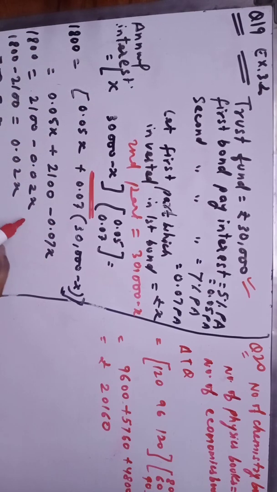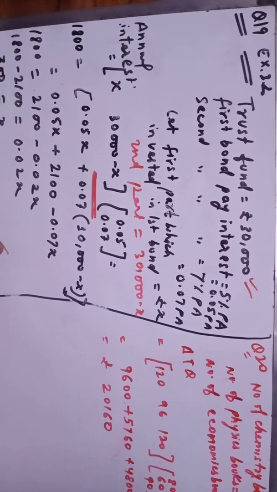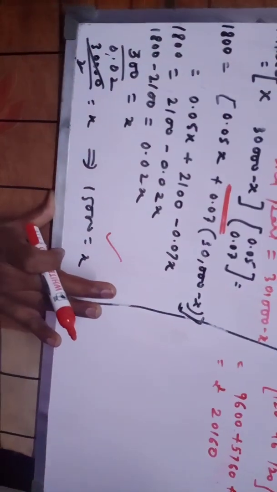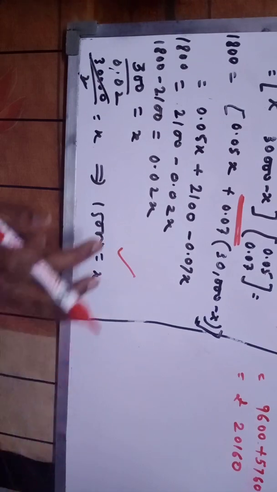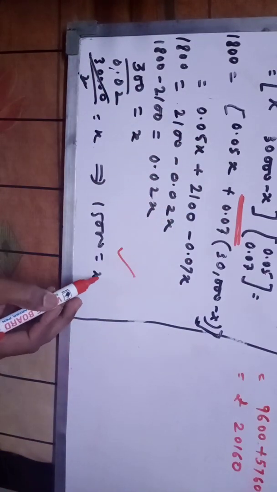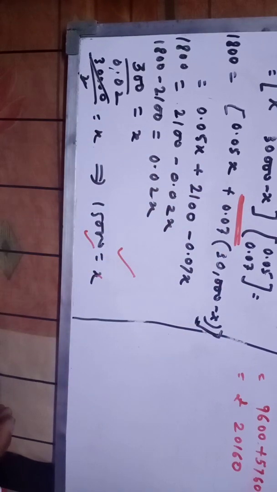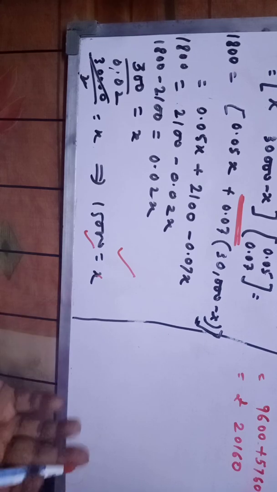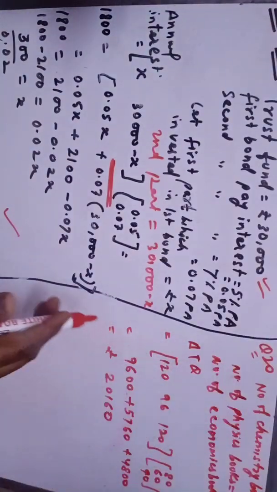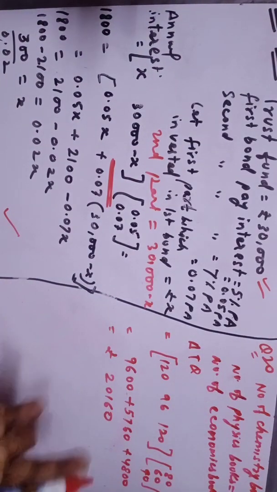After solving all this, you will get X equals 15,000. That means the first part, which we are investing in the first bond, is 15,000, and the second part is also 15,000, because the total amount is 30,000. So if the first part is 15,000, the second part would be 15,000.